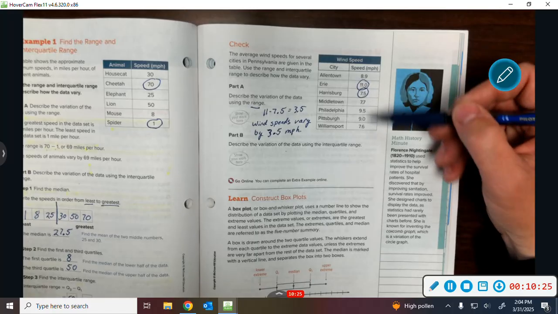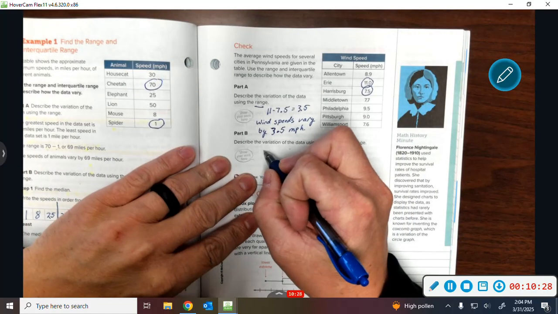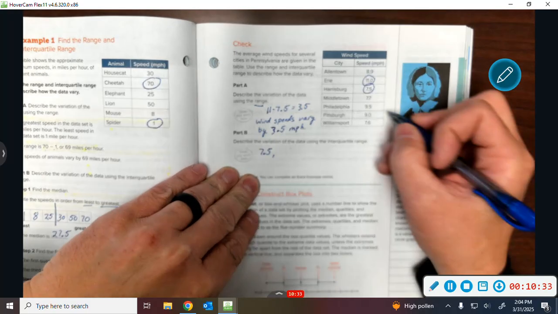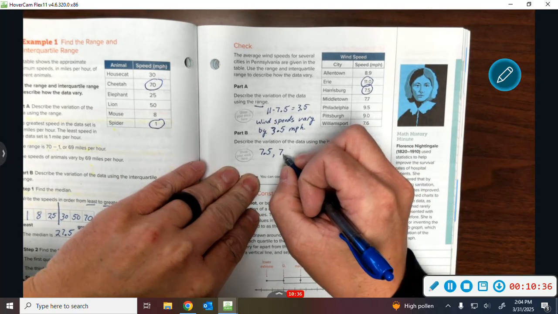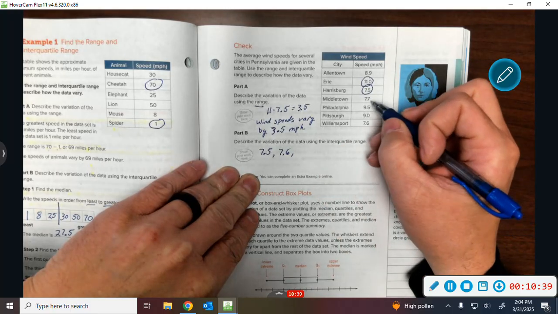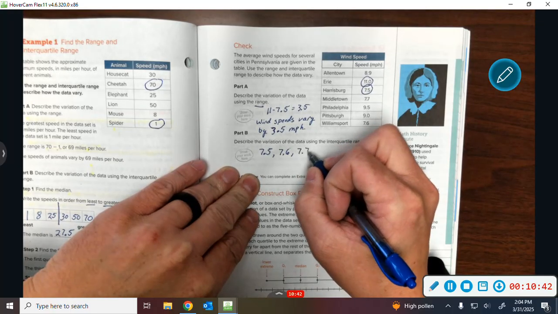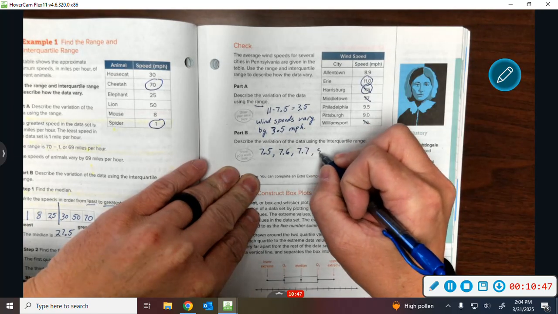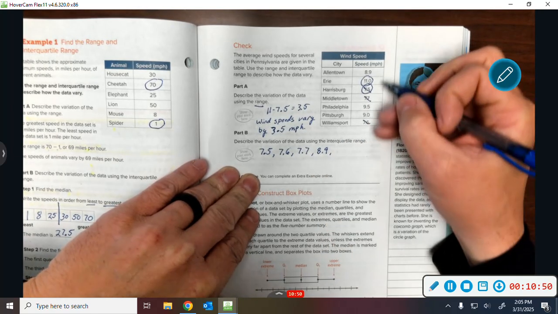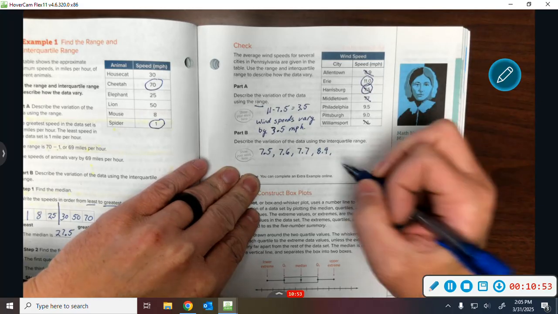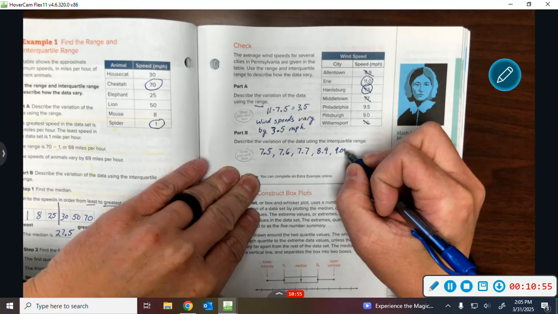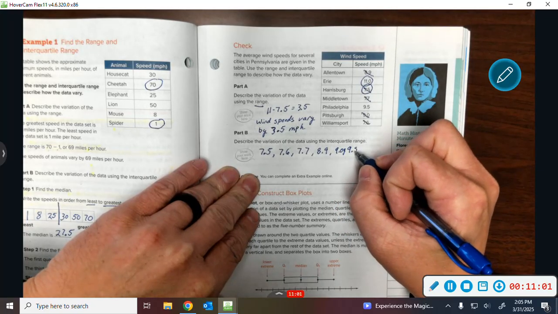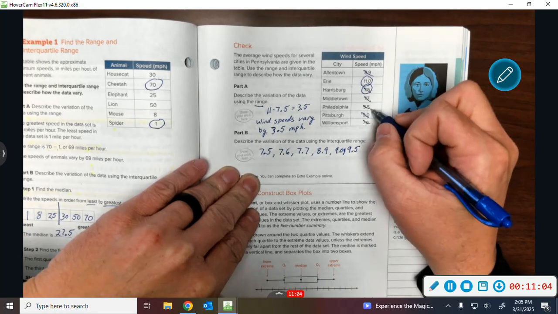To do that, we're going to put these in order from least to greatest. Our smallest was 7.5, and the next one, 7.6. Then the next one, 7.7. If you need to cross them out, that kind of helps. Then 8.9, and then 9, and then 9.5, and then 11.